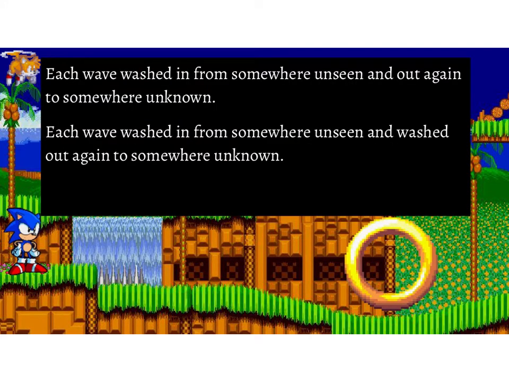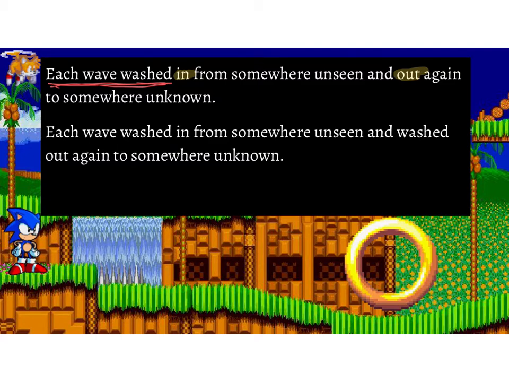Now in these examples, again, I've got the same sentence but written two different ways. In the first one, if we look at the stem of it, each one washed in from somewhere unseen and out again somewhere unknown. So "each wave washed" is going to be the stem. And then as far as the beginnings of each phrase, I've got "in" and then I've got "out."